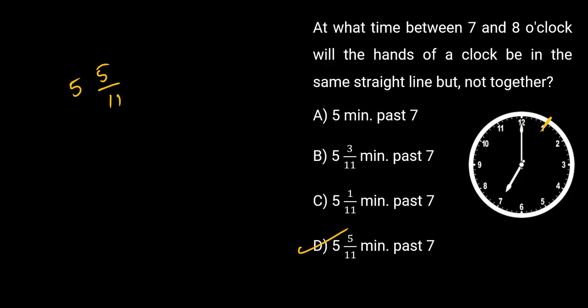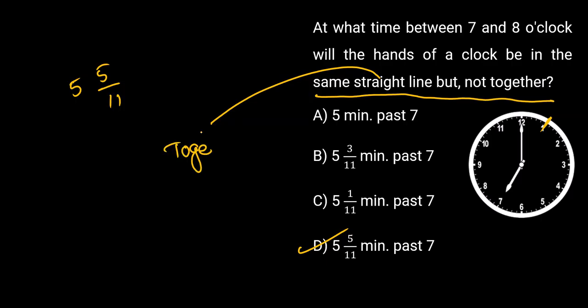And see the question they have given. Guys, listen. Read the question. Same, straight line. Straight line means two things will come. It can be together. If hands are together, is it a straight line? Overlapped, so straight line. Or opposite, two concepts will come. That's why they said straight line but not together means opposite.